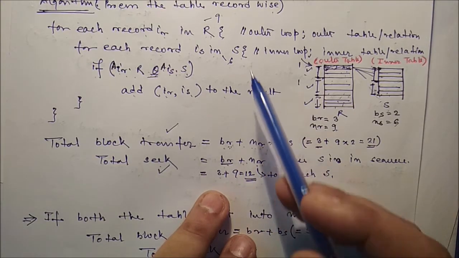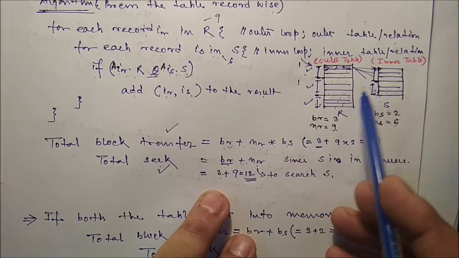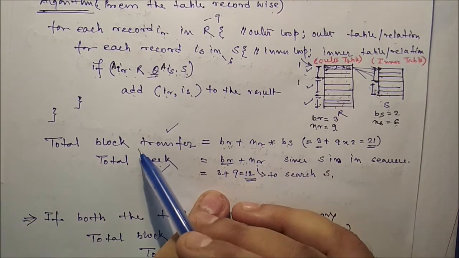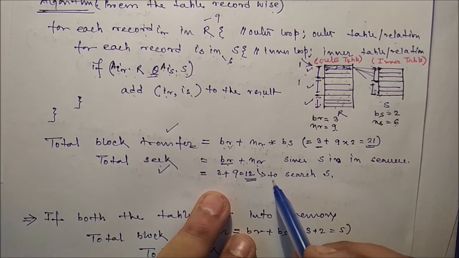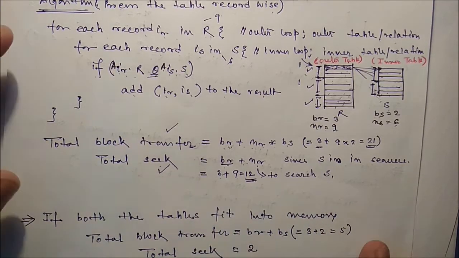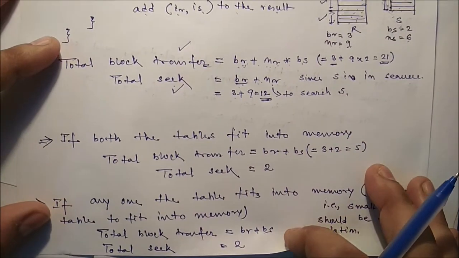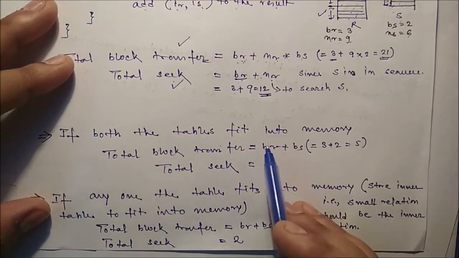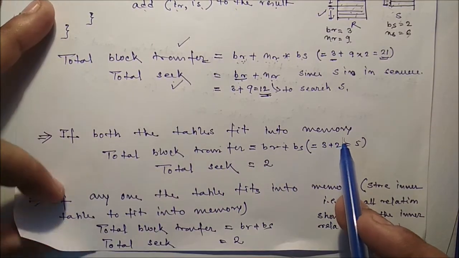So if you use nested loop join and the table size is this, total block transfer will be what? 21 and seek time is 12. Now if both the tables fit into the memory, are you getting this one?